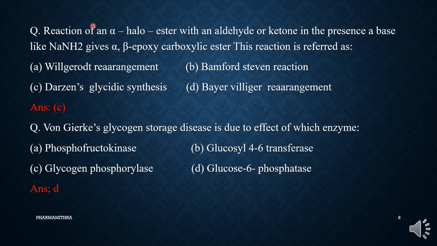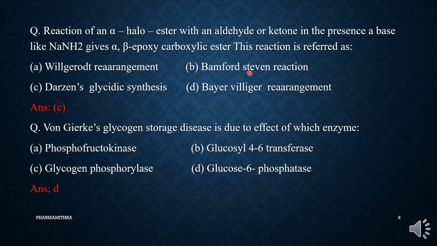Here, an alpha haloester reacts with an aldehyde or ketone and may result in an alpha beta epoxy carboxylic ester, otherwise known as glycidic ester, and the process is known as Darzens glycidic synthesis. Whereas the other option, the Beckmann rearrangement, converts a ketoxime into an amide. A side reaction also happens in this rearrangement.